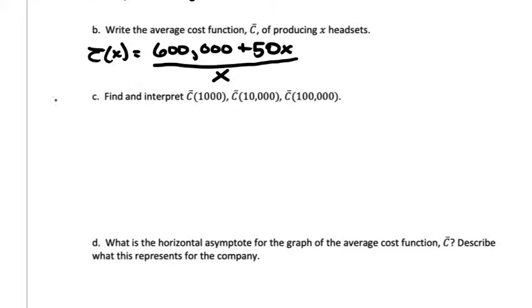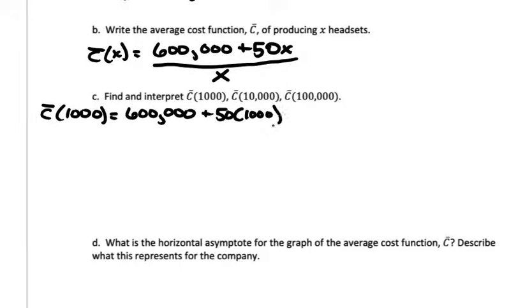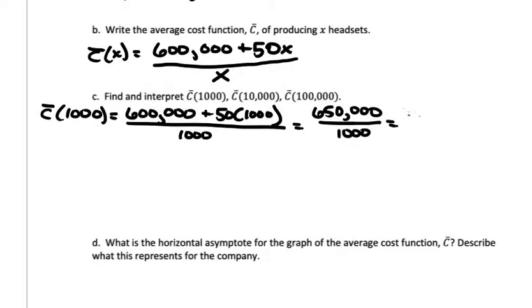Part C says to find and interpret C bar of 1,000, 10,000, and 100,000. So we're going to plug in 1,000 for x. And that would give us $650. So that means 1,000 products has an average cost of $650 per product.